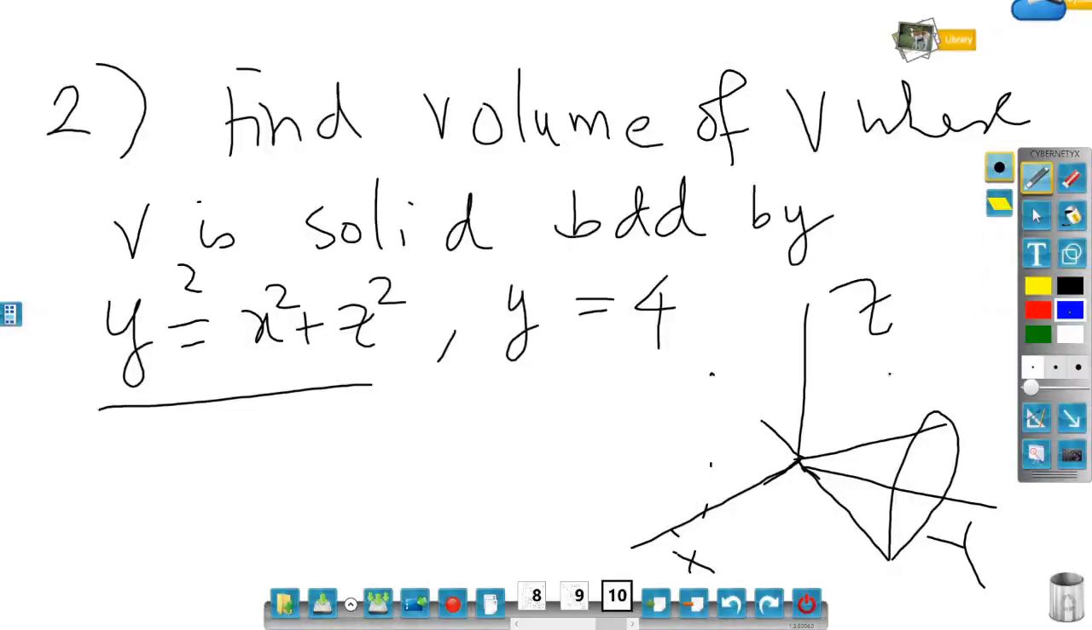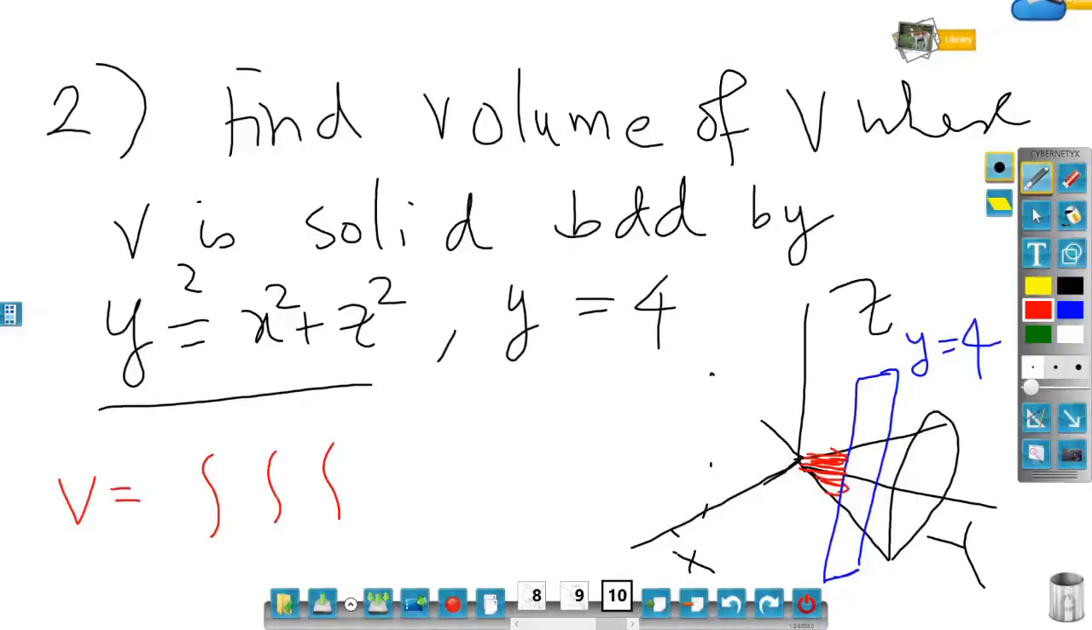So y equal to 4 will be a plane which will cut. So this is y is equal to 4. So I am basically interested in this region. So now what I will do, I will go along the positive y-axis. So any line towards the y-axis starts from the cone. So volume V is equal to, any vertical line towards the y-axis. So y limit, let me write down. It always starts from the cone, that is x square plus z square, and ends on the plane 4.